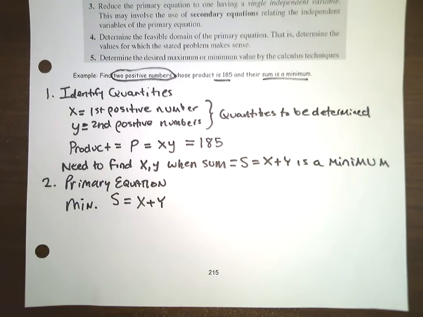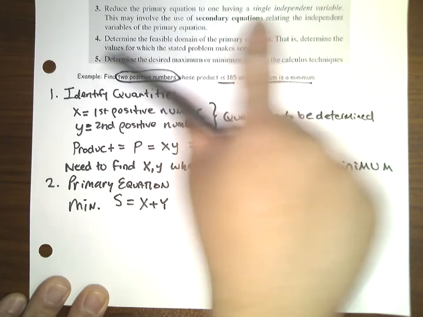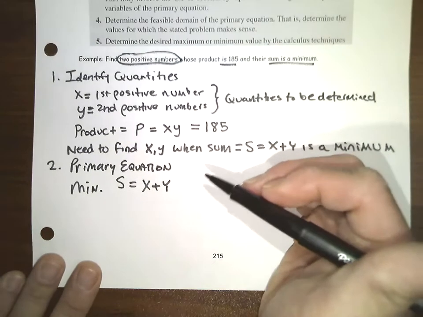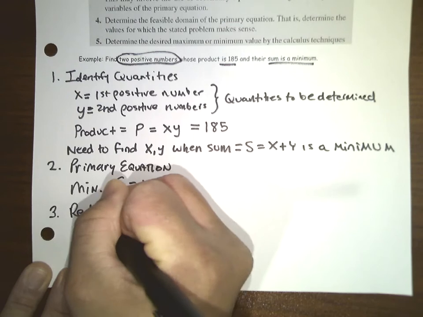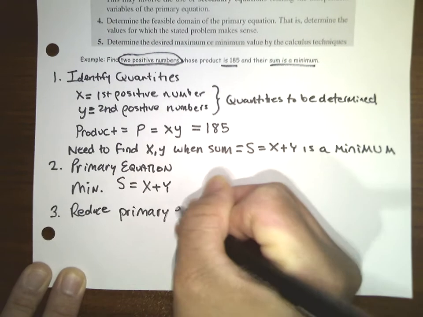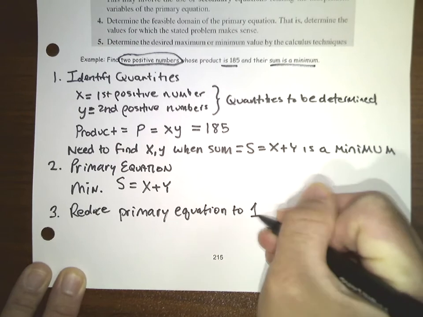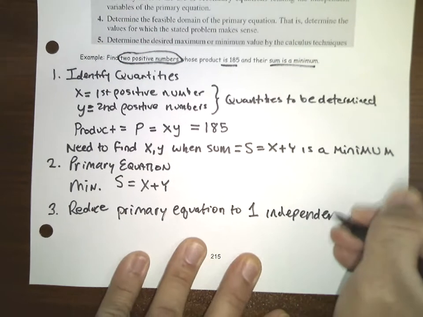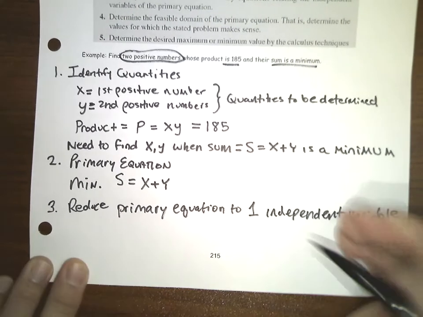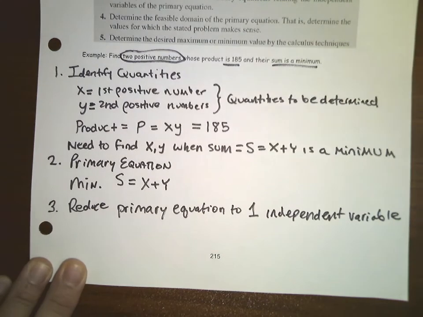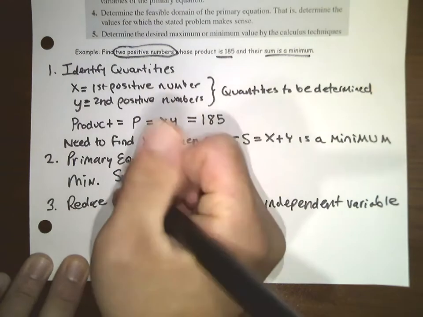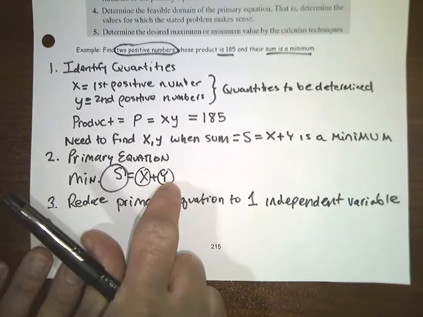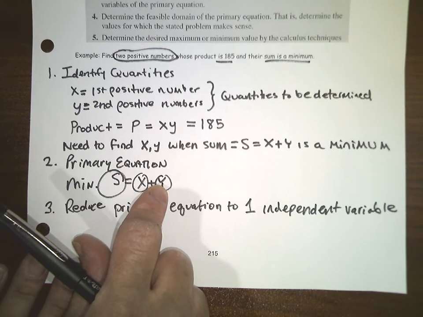Step three is to reduce the primary equation to one having a single independent variable, and that might involve the use of a secondary equation relating the independent variables of the primary equation. So step three is to reduce the primary equation to an equation having one independent variable. Right now you actually have two independent variables. The s is the dependent variable and the x and the y are the independent variables. So you need the equation to be in terms of only x or only y.